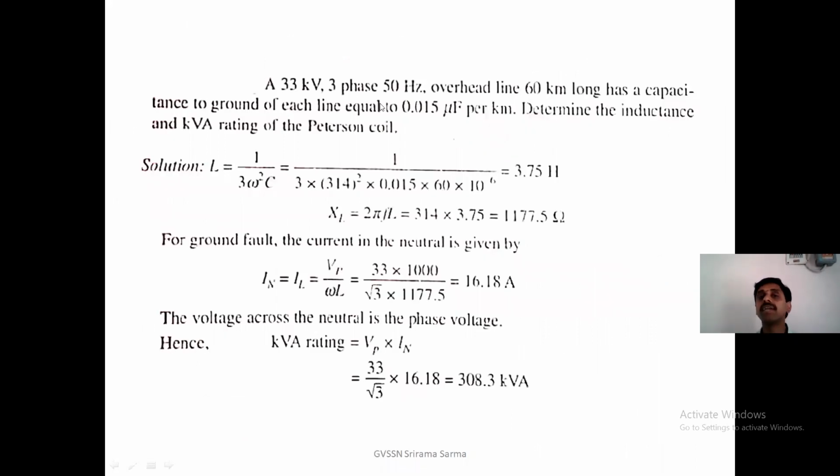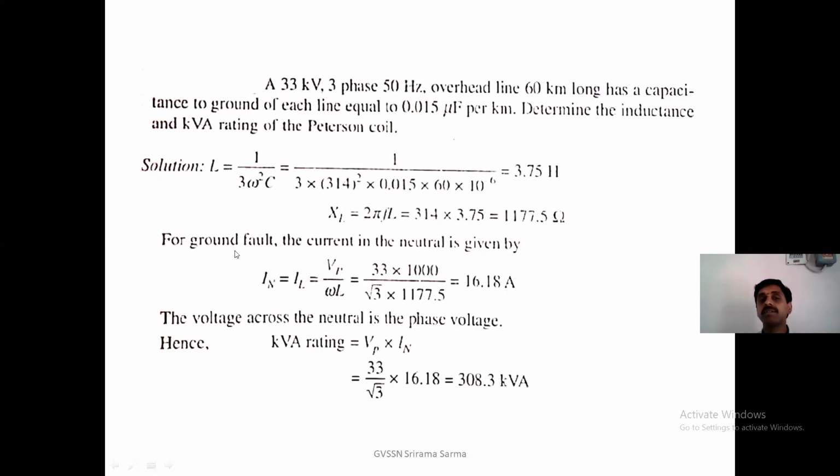So, say a 33 kV 3 phase 50 Hz overhead line 60 km long has a capacitance to ground of each line 0.015 microfarad per kilometer. Determine the inductance and kV rating of the Peterson coil. You know the inductance formula: L is equal to 1 by 3 omega square C. What is C? 0.015 microfarad per kilometer into 60. You do it, you will get L. From that, XL can be obtained.